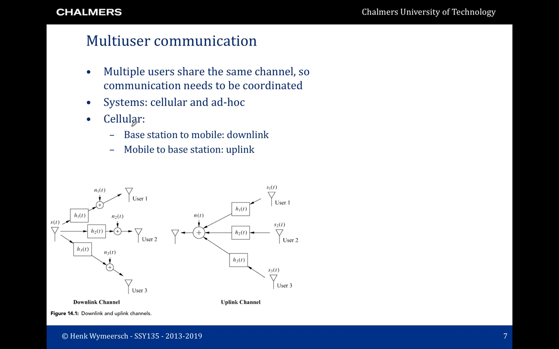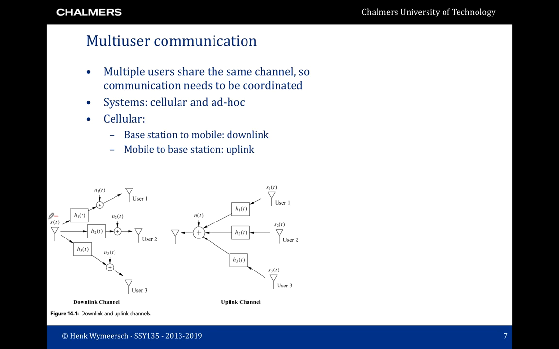In cellular, we have two types of nodes. One is the base station, the other one are the mobile users. We call the communication from the base station to the mobile downlink communication. The communication from the mobile to the base station is called uplink communication. This difference is shown below.